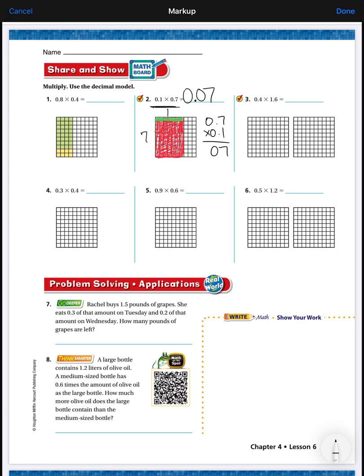Do the math. 1 times 7 is 7. 1 times 1 is 1. Move our decimal point over. 1, 2, 1, 2. Same answer, okay? You can totally do it that way, okay?